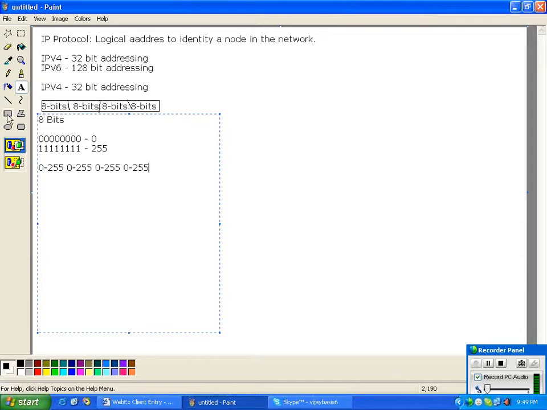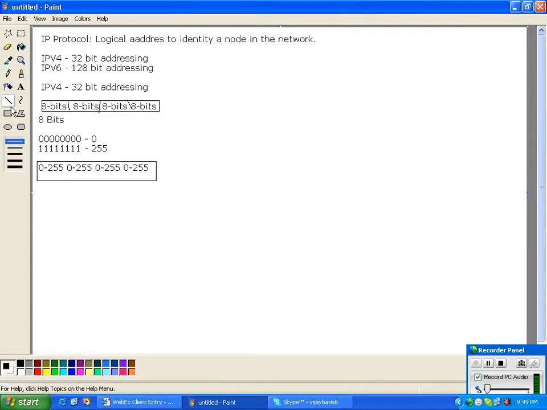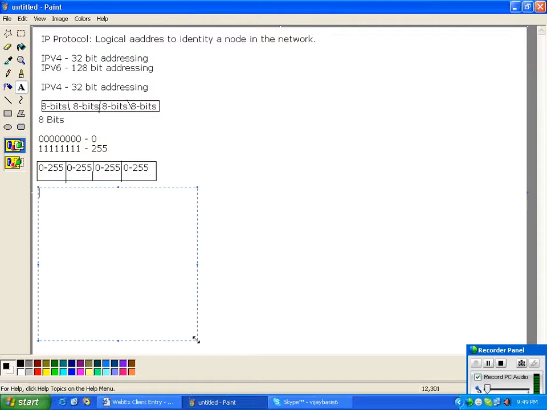So each octet is 0 to 255, 0 to 255. This is my IP address representation. Four octets, and in these four octets these are the valid numbers. I can't go beyond this range. Which number has to be allotted to the computer, or to a router or a firewall, depends on the type of network. So IP has given different classes.